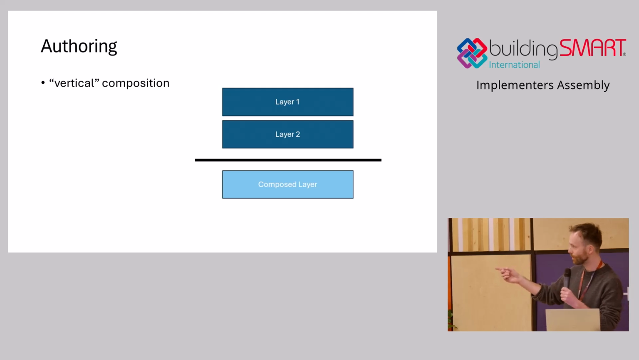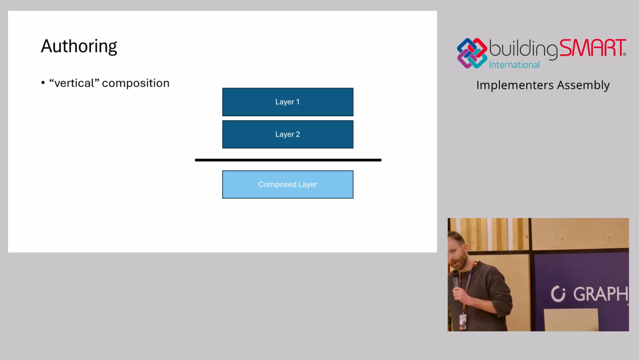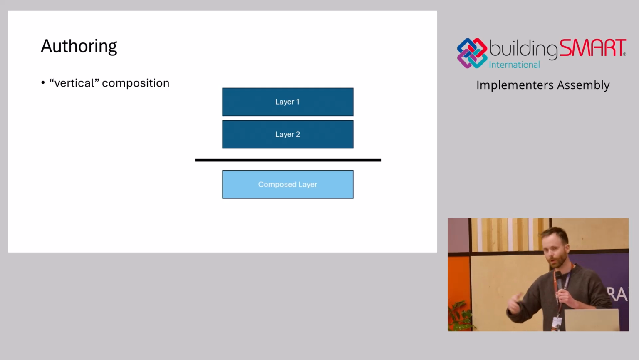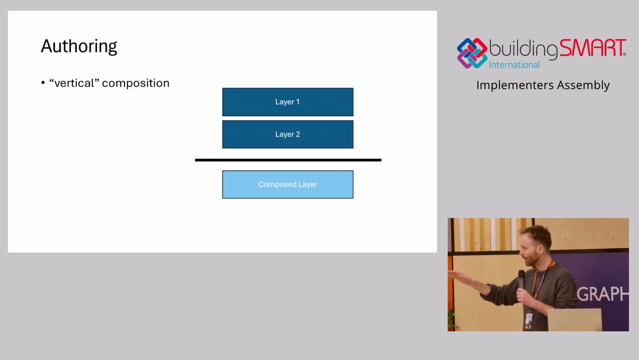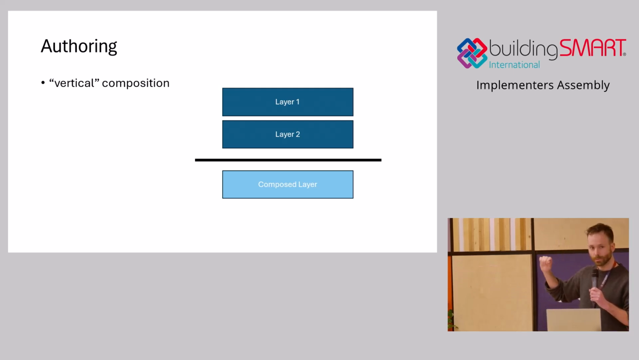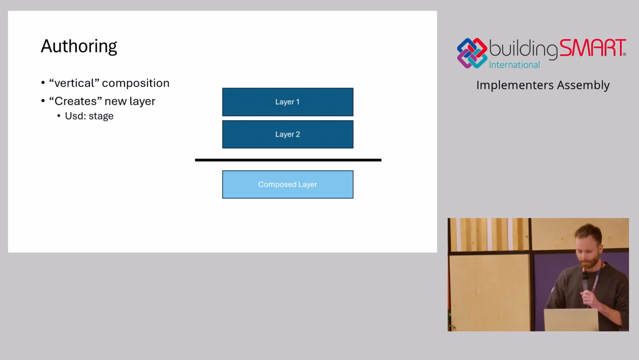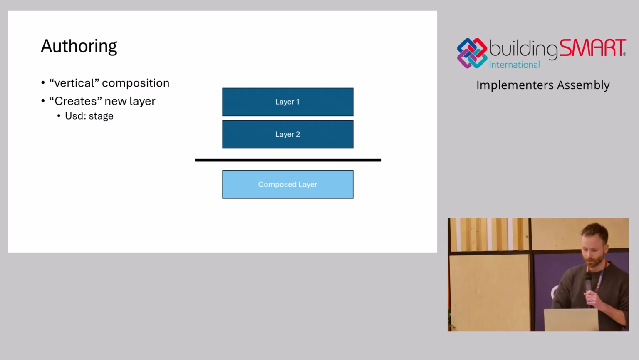authoring. So the first thing is vertical, where you have two layers and you want to make a composed layer out of that. So this could be file 1, file 2, file 3. Could also be something else if we go to APIs and so on. But for simplicity, let's say file 1, file 2. And then we have some kind of an operation to merge these files, right? And that operation is interesting. So in USD, it's called a stage. But it's really creating a new layer. So it's an operation we do.